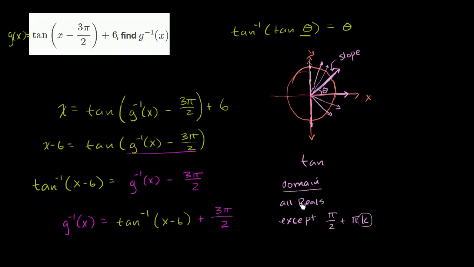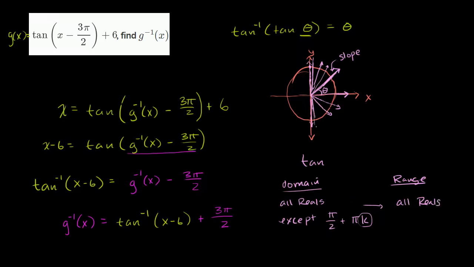But given this domain, you can get any real number. So the range here is all reals. Because you can get any slope here. You can increase theta if you want a really high slope, decrease theta if you want a really negative slope right over there. So you can really get to anything.